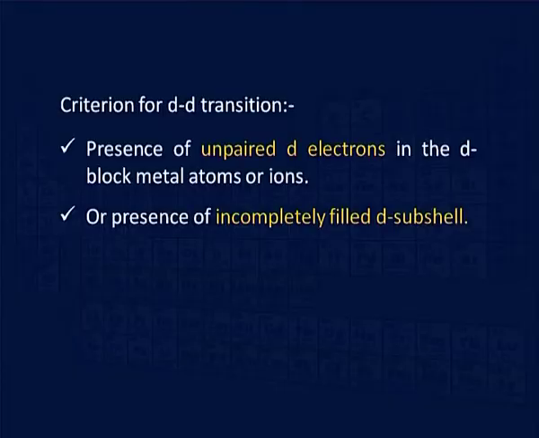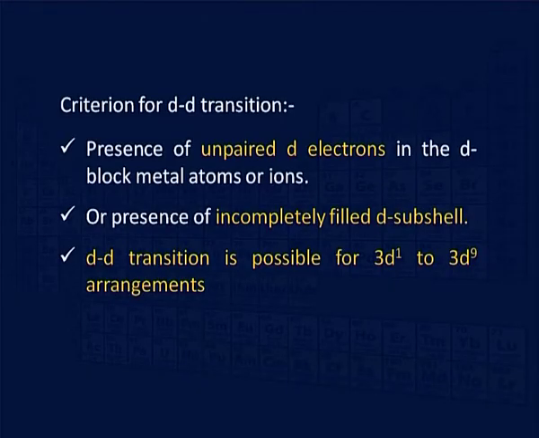Moreover, you require the presence of an incompletely filled d subshell. If all the d orbitals are filled with electrons, then also there is no chance of d-d transition. The example is zinc in 2 plus oxidation state, wherein all the d orbitals are filled with electrons and we have a 3d10 electronic configuration, resulting in no d-d transition, and therefore, both these metal ions, scandium 3 plus and zinc 2 plus, are colorless, as we have seen in the beginning.